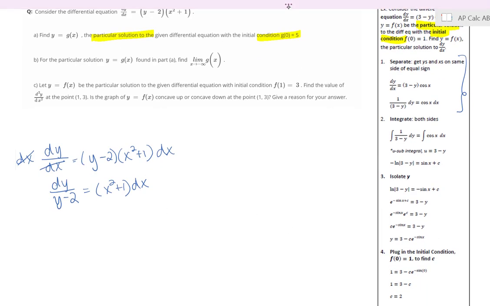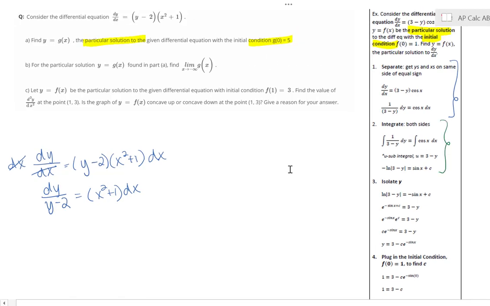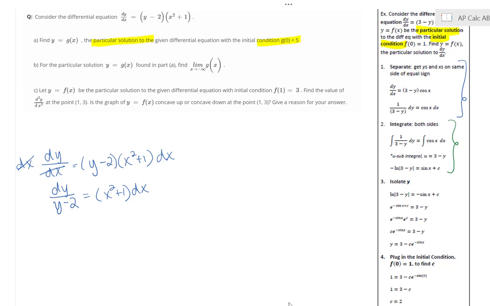My next step says to integrate both sides. Do this in green. So let's draw that integral here. When I integrate both sides, I should get that this is the natural log of the absolute value of y minus 2 equals, remember we're raising the degree and then dividing by that new leading coefficient, so it becomes 1/3 x cubed plus x plus c. This is very important here.